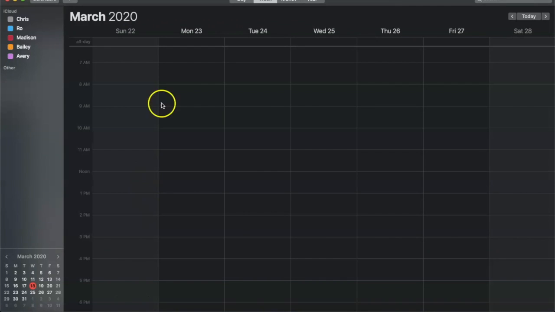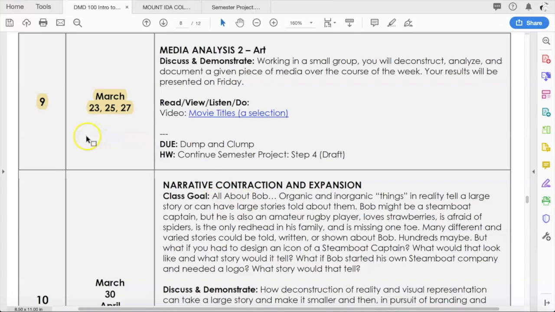And so, of course, week 9 is the week of March 23rd. As you can see here on our syllabus, which you can find on Canvas under syllabus, week 9 we would have normally met March 23rd, 25th, and 27th. And so this is going to be the announcement and lecture for today.